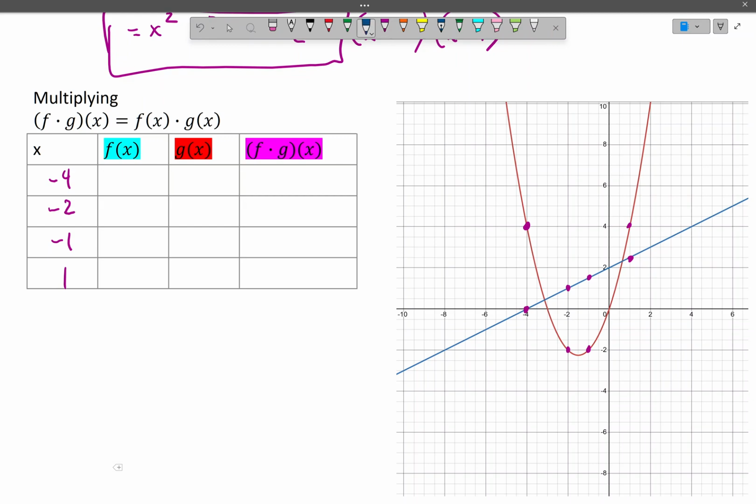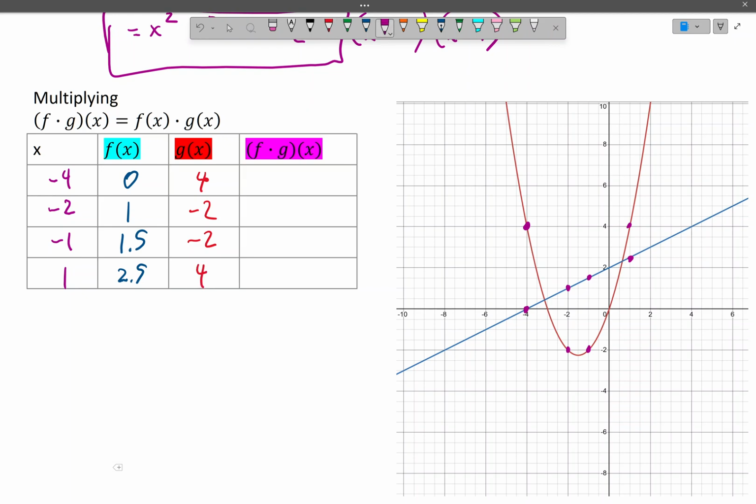For the f of x function, which is the blue one, we're going to have 0, 1, 1.5, which isn't ideal, and 2.5, which is not ideal either. Then for the g of x function, let's look at those different values. So this is 4, this is -2, -2, and 4.